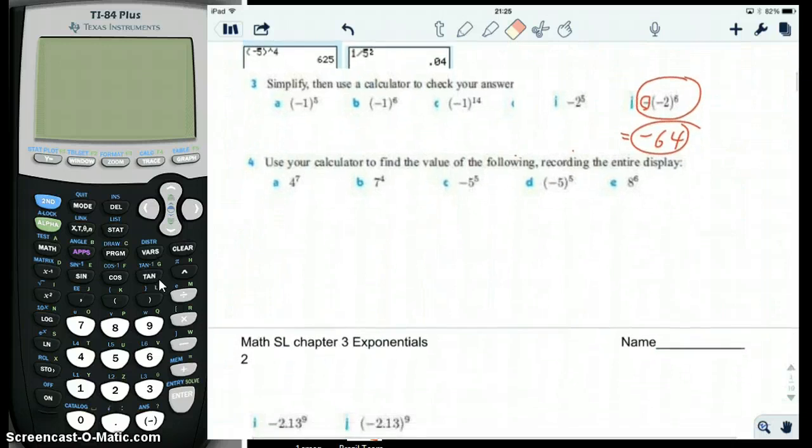What about number 4? Use your calculator to find the value of the following. Record the entire display. Okay, so let's turn on our calculator, and we'll do 8 to the 6th, and we'll get 262,144.